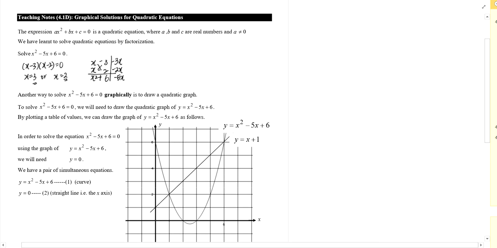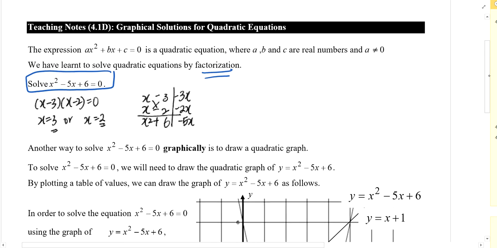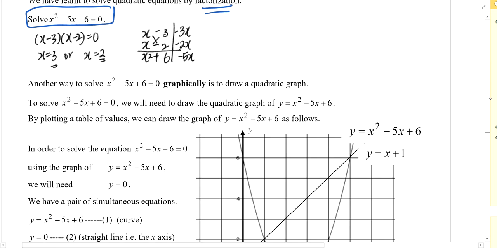Right, so we see an example to solve x squared minus 5x plus 6 equals 0. One way to do it is by factorization, if it can be factorized. So we get (x minus 3)(x minus 2) equals 0, and therefore we get the two values of x, which are 2 and 3.